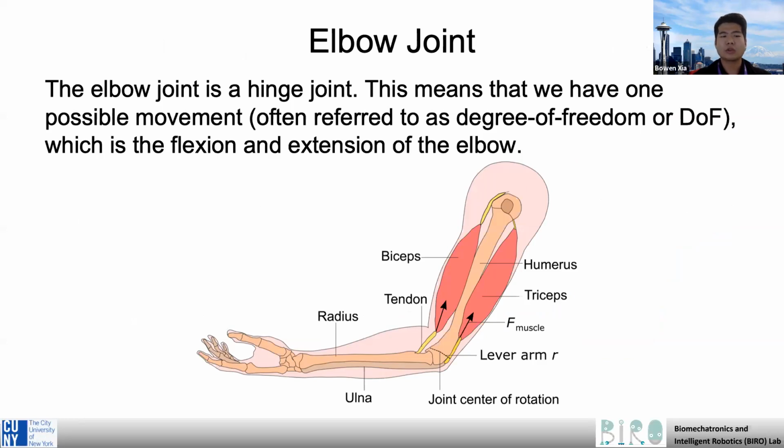So the elbow joint is a hinge joint. This means that we have one possible movement, often referred to as degree of freedom, or DOF. So the elbow joint has one degree of freedom, that is flexion and extension.